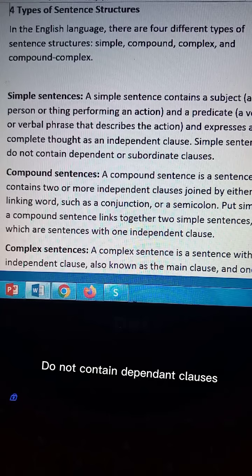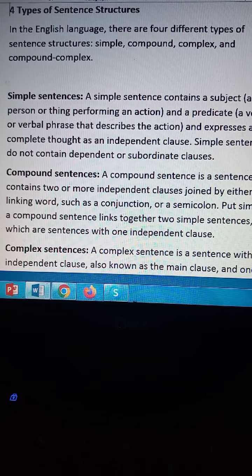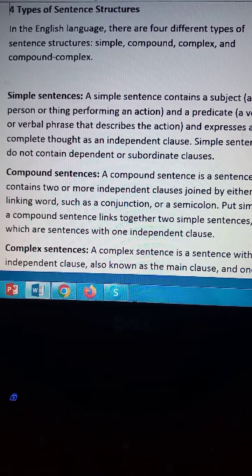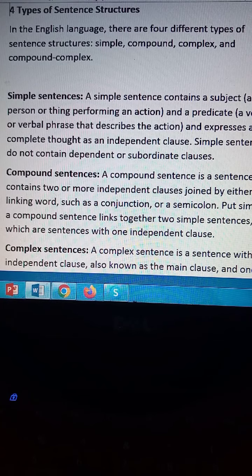I will make a video on dependent and independent clauses, but I'll just briefly touch upon how to differentiate between dependent and independent clauses. The dependent clause is the one which doesn't give you a complete thought, and the independent clause can stand alone by itself and gives you a complete thought. That's the difference between the two.